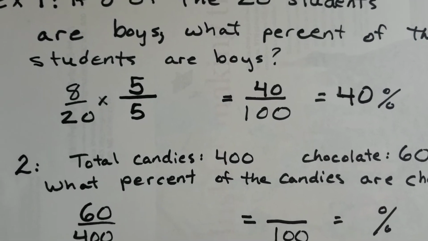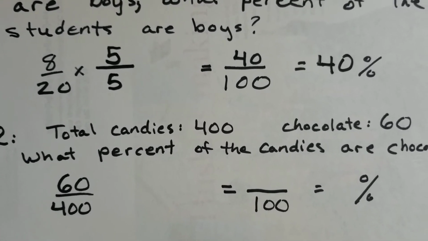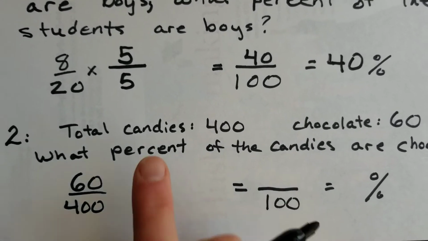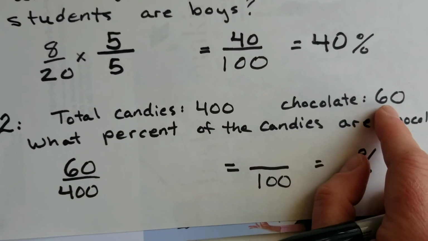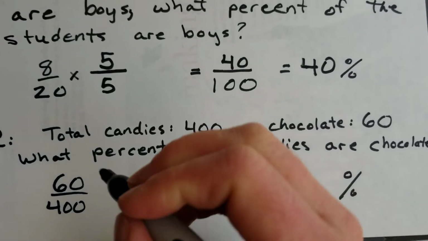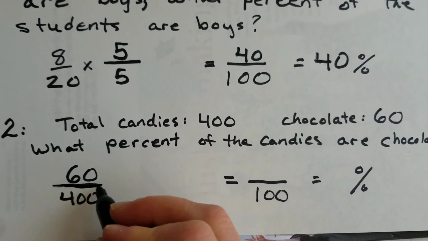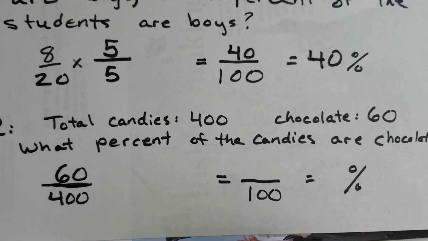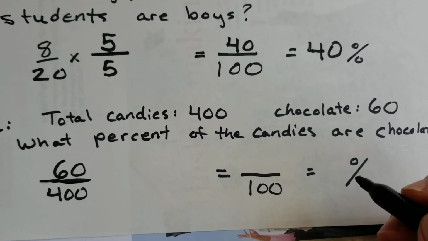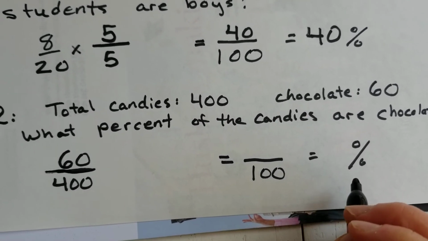Okay, now we're going to go over to the candy factory, example 2, and it says there were 400 pieces of candy in all. 60 of them were chocolate. What percent of the candies are chocolate? So we know that there's a total of 400, and that 60 out of 400 are chocolate. We have to figure out what that is out of 100 to find the percent.